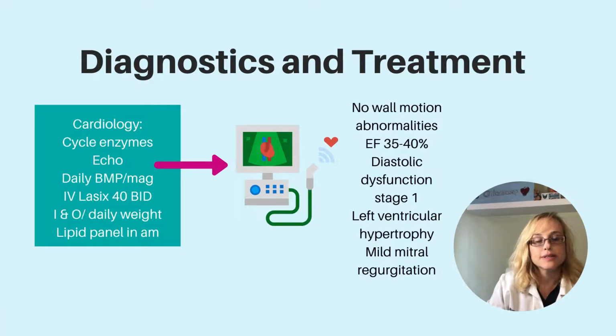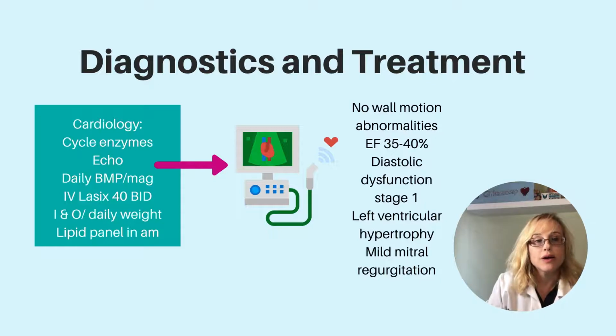Now, our orders consist of cycling the cardiac enzymes, ordering an echocardiogram, and since he's going to be continuing on IV Lasix, 40 milligrams twice a day, we're going to add a daily basic metabolic panel and magnesium levels and make sure that they're at goal. Potassium should be at a goal of 4.0 and magnesium 2.0. Also order input and output, daily weights, and a lipid panel for the morning.